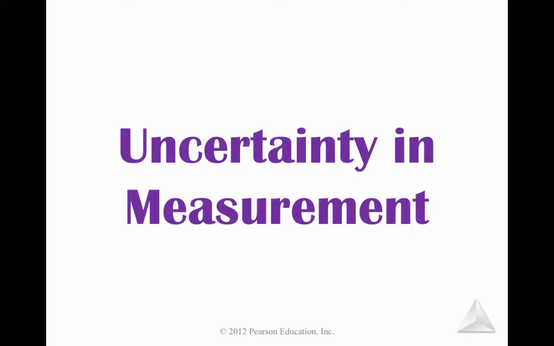Now we've looked at matter, we've looked at measurement. Finally, we're going to look at uncertainty in measurement, and this is probably going to be the most important part of this entire chapter because you're going to use it time after time after time again. So as we look at uncertainty in measurement, there's a couple different things to think about.